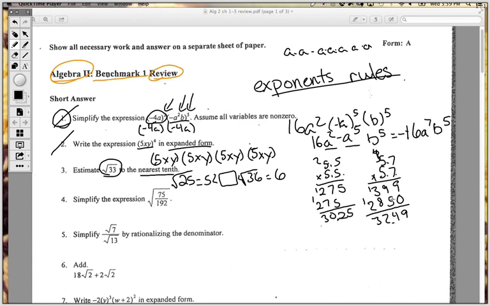You know, that's pretty close. I'm willing to bet that it's either 5.7 or 5.8. And it's got to be right around one of those. So it says estimate. And we just did. That was pretty easy there.